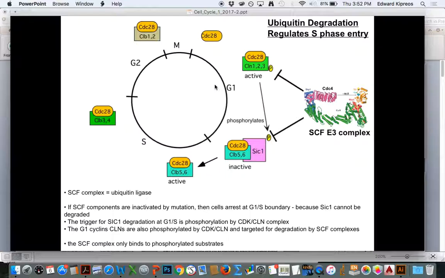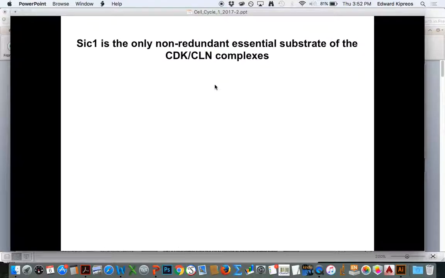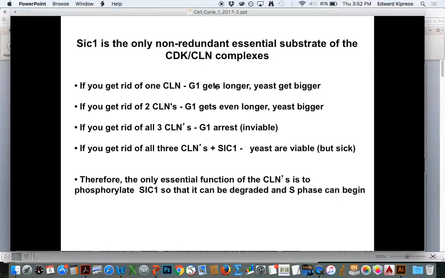Okay, so it's like a genetic argument. And that genetic argument is listed out here, and it's basically that if you get rid of all 3 CLNs, you get a G1 arrest. But if you get rid of the 3 CLNs and SYK1, its target, then the yeast are viable. Okay.